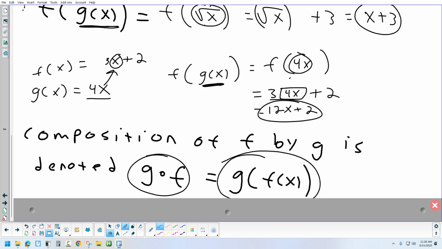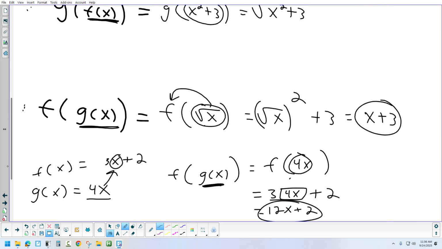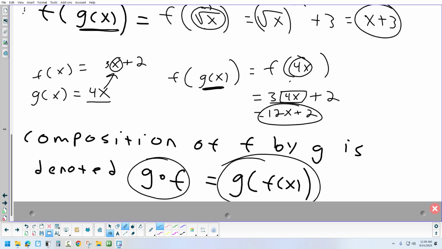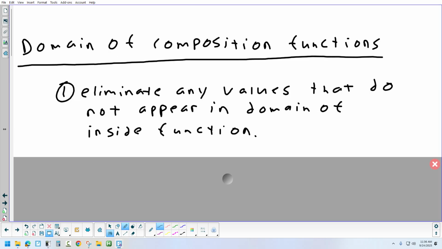Okay, so that's how you compose them, but then how do you find the domain? Well, when you compose them, I consider there's an inside function and there's an outside function. I consider that to be the inside. That's the outside. Inside means it's inside the set of parentheses. Outside is the one that's in front. First thing we have to do is eliminate any values that you are not allowed to use in the inside function.